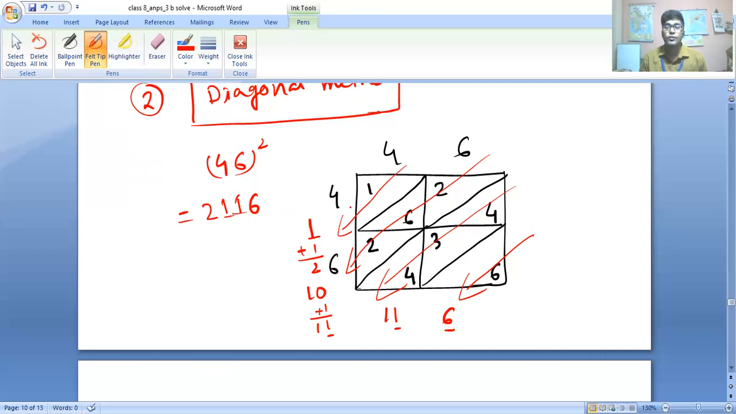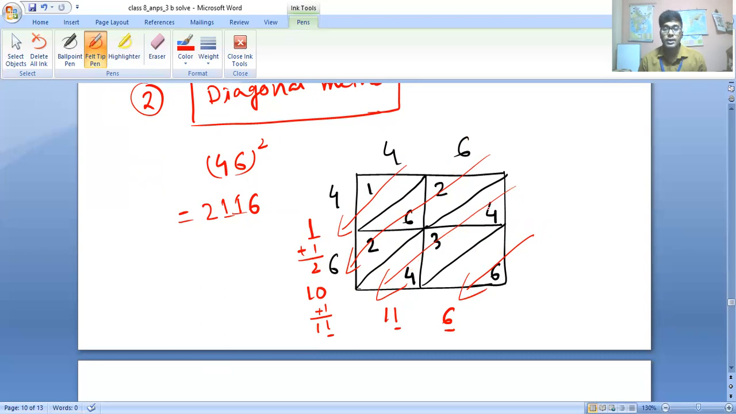4 fours are 16, so 1 6. 4 sixes are 24, so 24. 6 fours are 24, so 24, and 6 sixes are 36, so 36. Next, we will separate each box by a corner line, a diagonal line. So it is like this, and then we will count it like this. If you have a pencil, then I would suggest that you use a pencil to mark the lines.